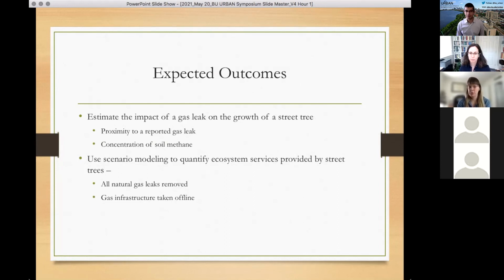to a useful maturity. So our goal is to use different scenario modelings to actually quantify the ecosystem services that could be provided by street trees were all natural gas leaks removed, more so natural gas infrastructure fully taken offline, and all of the different ecosystem services and climate and public health impacts that we could see from this transition.